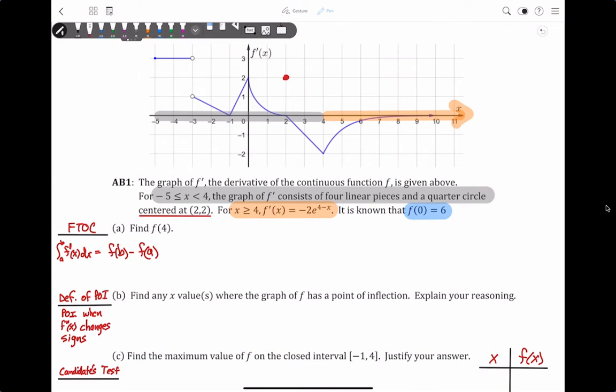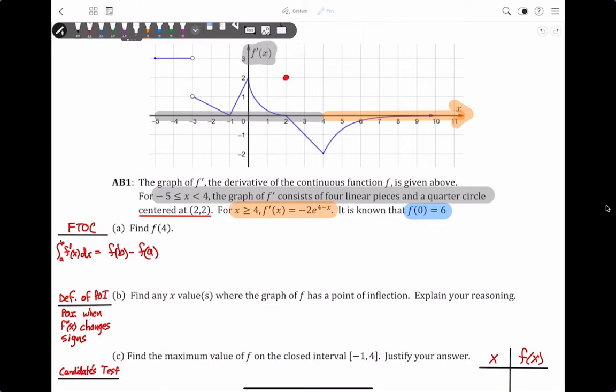And for a domain where x is greater than or equal to 4, f prime of x is -2e^(4 - x). Finally, we are given an initial value on f, which we don't see. Remember, we are given f prime, but f of 0 is equal to 6. So now, I'm looking at f prime being given, and I'm given an initial value of f.